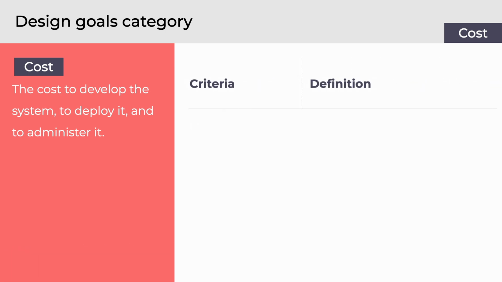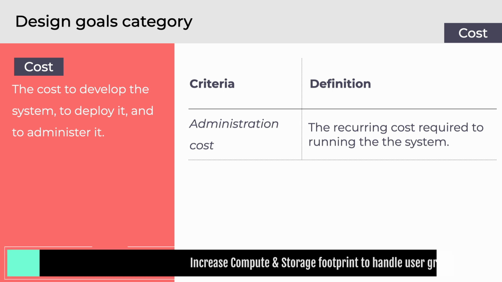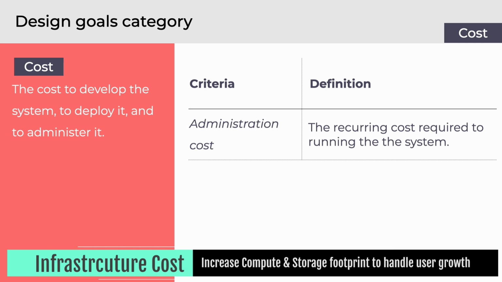Administration cost. This is the recurring cost required to keep the system running. Now let's look into what different kinds of recurring costs we may have. So let's say we have a service and our user base keeps on growing. In order to accommodate the user base, we increase our storage and computing footprint. So that is a recurring cost that we have to incur.